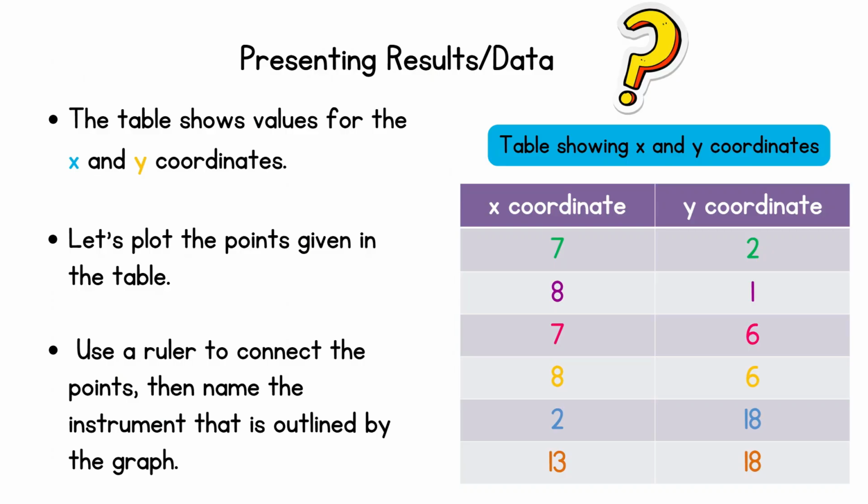Presenting results or data. The table shows values for the x and y coordinates. Let's plot the points given in the table. Use a ruler to connect the points, then name the instrument that is outlined by the graph. So let's have some fun. We have a table showing x and y coordinates. We have the values for each of the coordinates. Let's have some fun plotting.